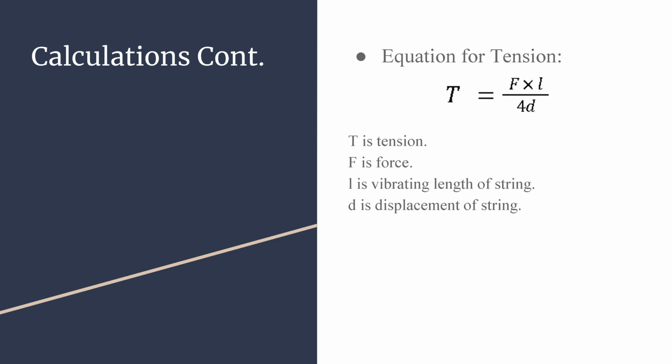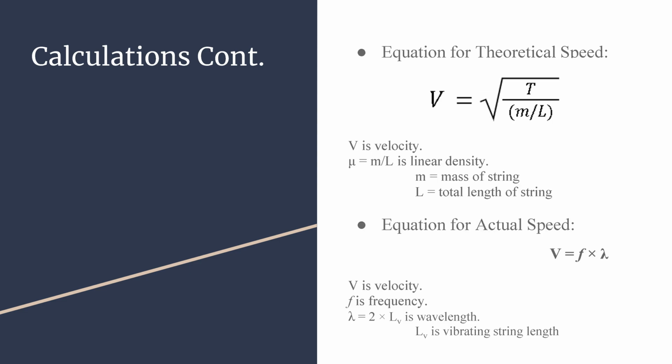The equation for tension is equal to force multiplied by the vibrating length of the string divided by 4 multiplied by the displacement of the string. The equation for theoretical speed is velocity equals the square root of tension divided by the linear density, which is equivalent to the mass of the string multiplied by the total length of the string. The equation for actual speed is velocity equals the measured frequency multiplied by the wavelength, which is equal to 2 multiplied by the vibrating string length.